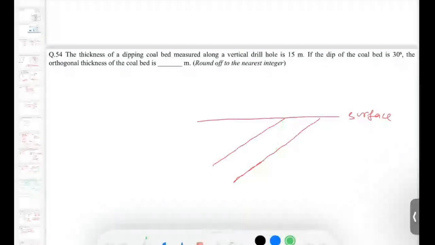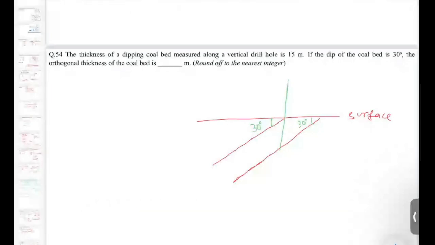Okay, so this is the drill hole. And the thing is the dip of the coal bed is 30 degrees. This is also 30 degrees. You are asked to calculate the orthogonal thickness. Orthogonal thickness means the vertical thickness between the two layers of this bed.